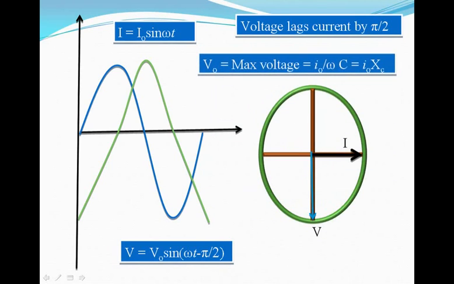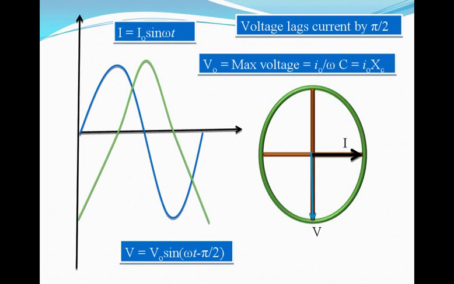Of course, you can always note that V0, the maximum voltage in this case, is I0 by omega c. In the equation that we just derived, we just wrote that V is V0 sin omega t minus pi by 2. We had just derived that V0 is I0 by omega c. What that means is that the maximum value of the voltage is the same as the maximum value of the current divided by omega c.